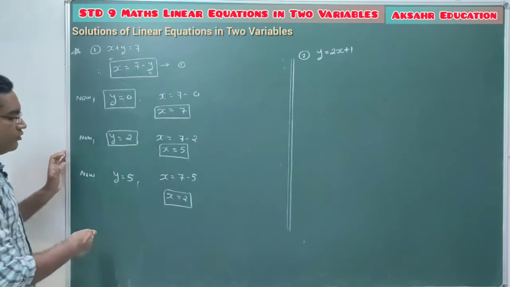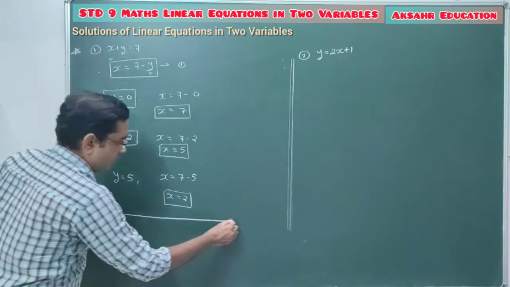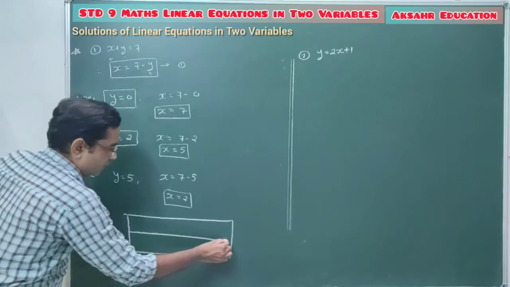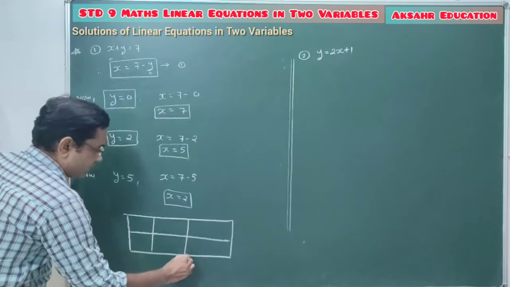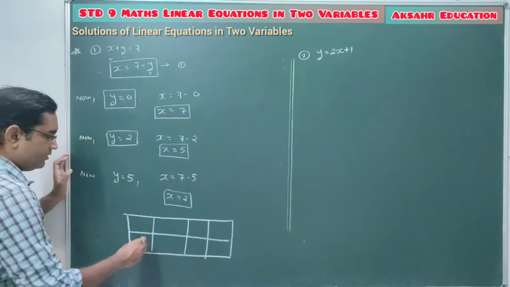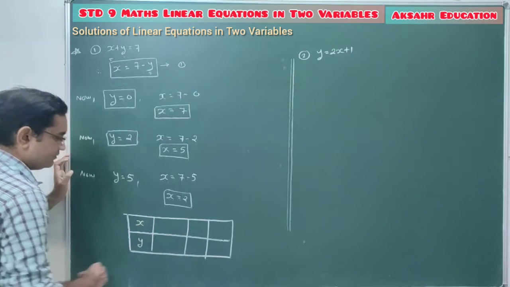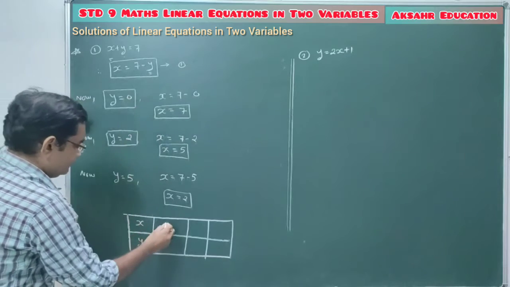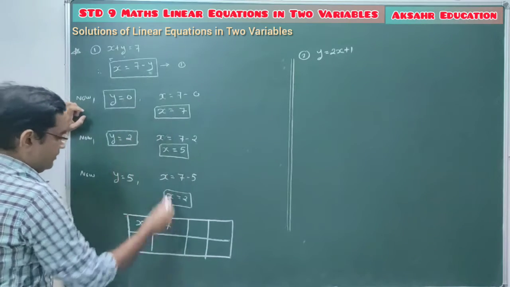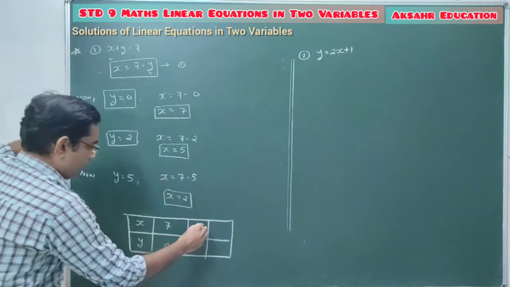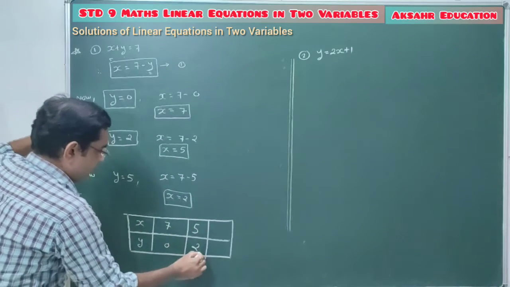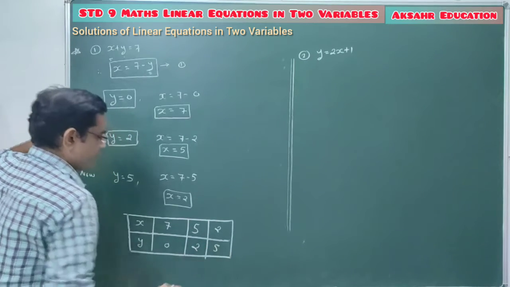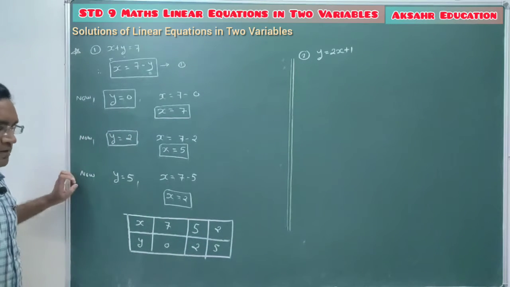After finding different values of x and y, you have to draw a coordinate table. This is known as a coordinate table or coordinate box. So what is this coordinate box? This coordinate box is nothing but the values of x and y. For example, here for x equal to 7, our value of y is 0. For x equal to 5, the value of y is 2, and for x equal to 2, the value of y is 5. Clear? So this is your final answer.